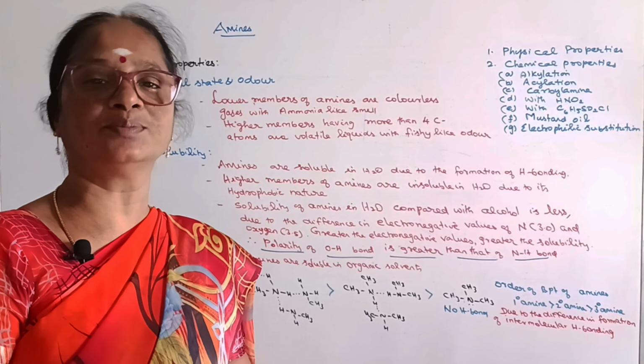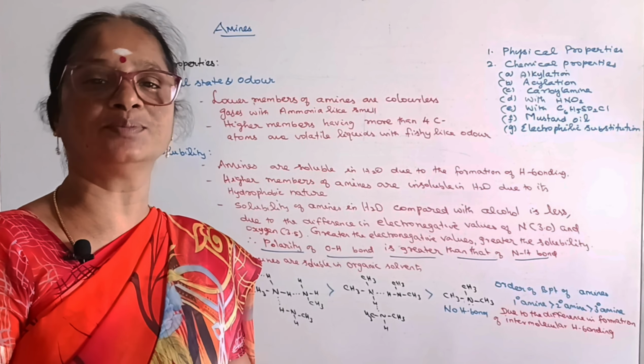The next one, acylation. The acylation reaction can be undergone by both aliphatic as well as aromatic primary and secondary amines. Tertiary amines do not undergo this reaction. This is because a tertiary amine has no hydrogen atom, while a primary amine has 2 hydrogens in the amine group, and a secondary has 1 hydrogen in its amine group. But in the case of tertiary it has no hydrogen and hence it will not undergo the acylation reaction.